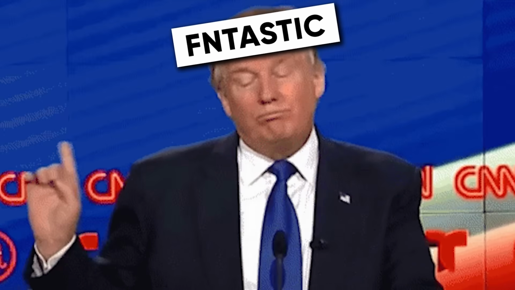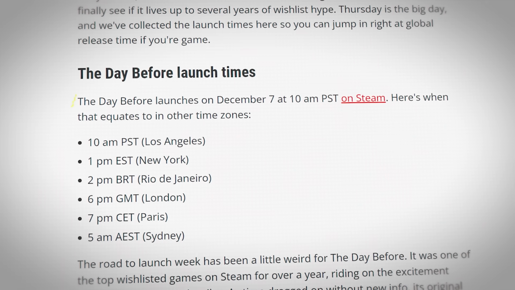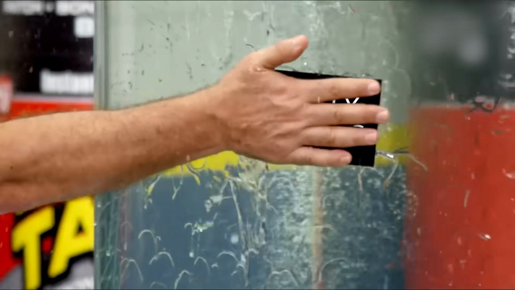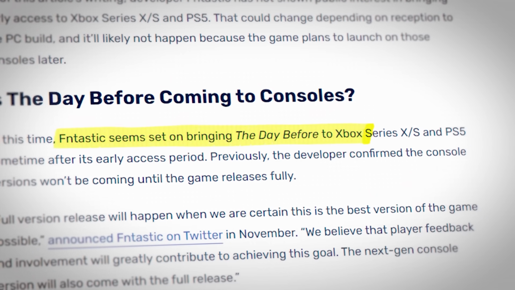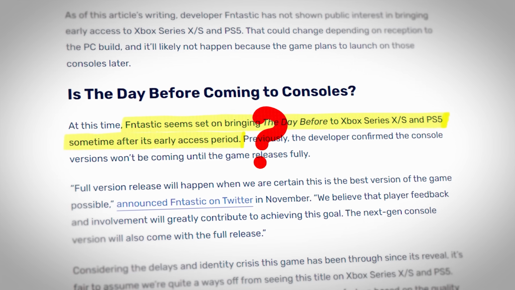In April, they'd said no more delays, but on November 1st, they announced another delay. Game's now coming out a month later, December 7th. Also, only the PC version would be launching, and now via early access. The PlayStation 5 and Xbox versions would supposedly release alongside the full version of the game, whenever that may be.